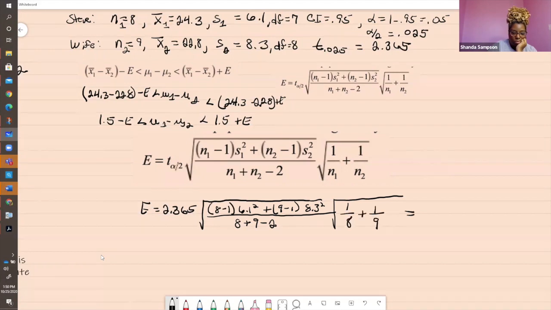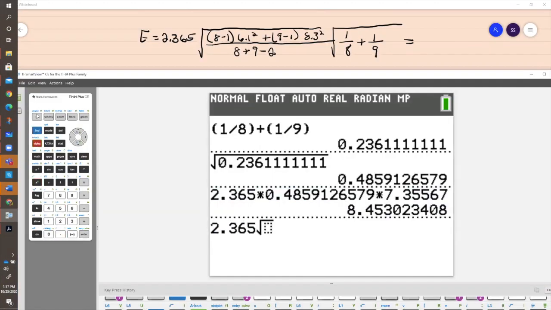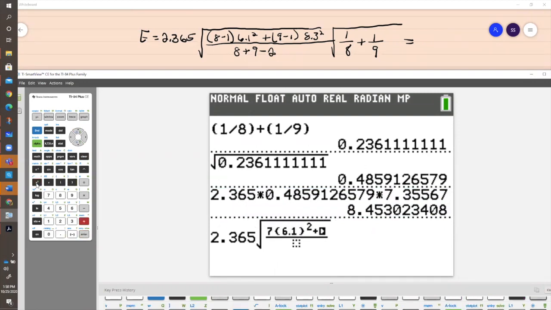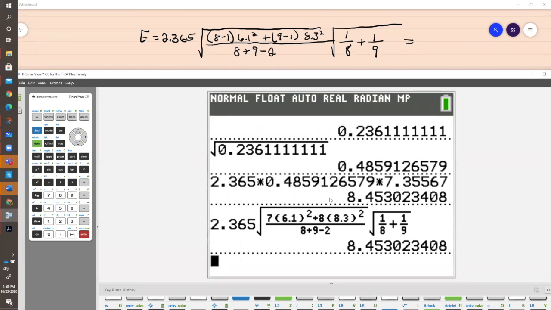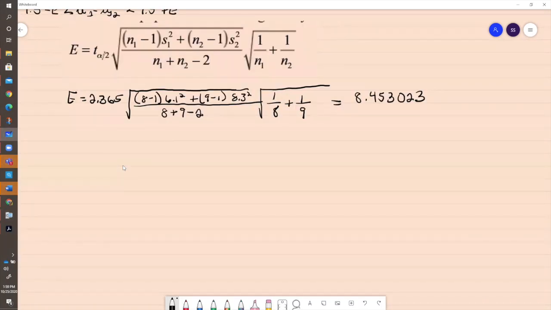Okay, let's see about putting this big old hot mess into our calculator. Again, if you don't have the fraction bar, then there are several things you're going to have to do. Maybe instead of putting in 8 minus 1, you put in 9. Maybe you do the whole bottom first and then do the top. Lot of input, but here is your margin of error, 8.453023.